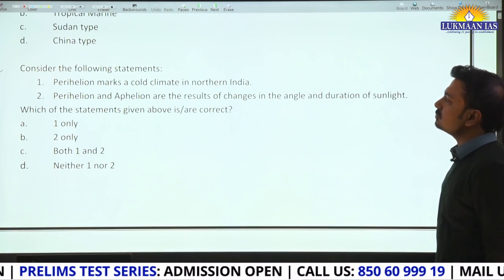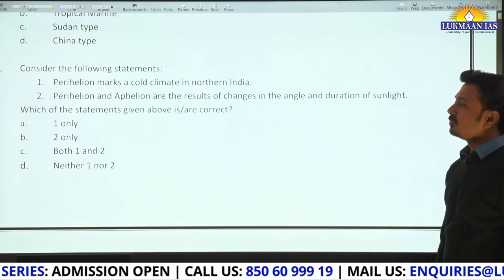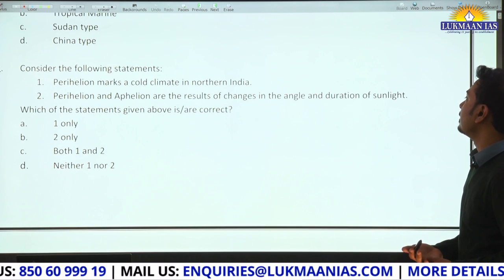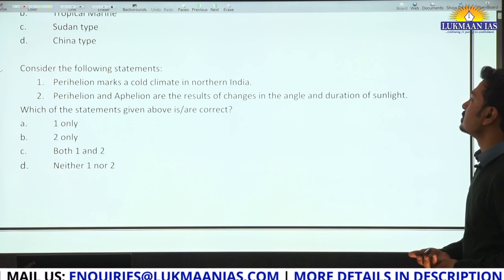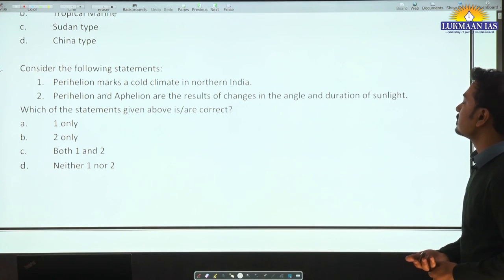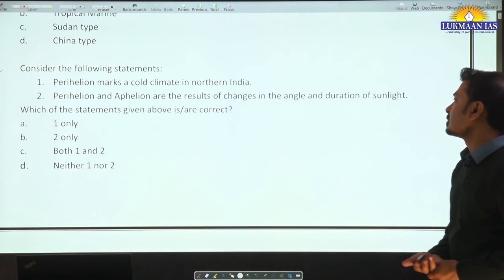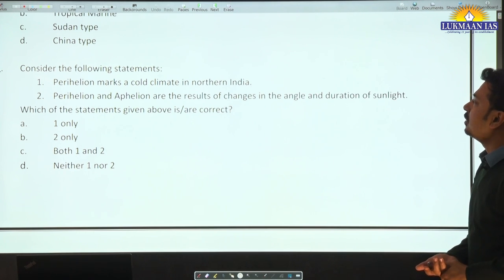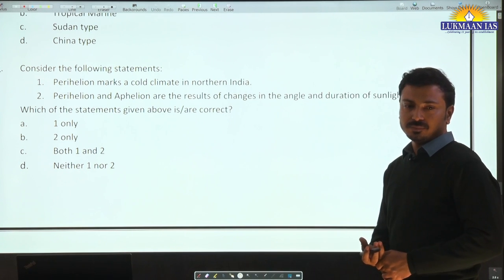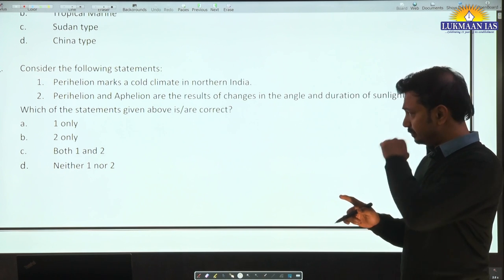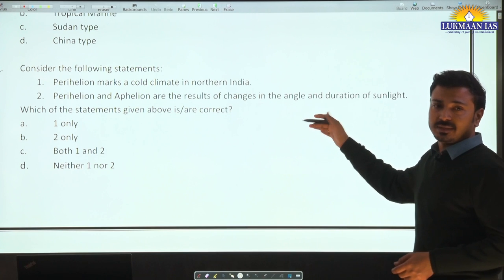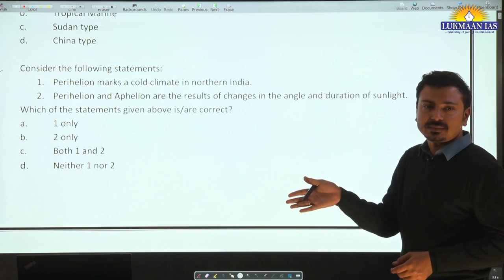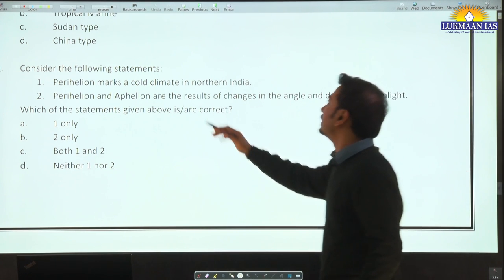Look at this. Yes, perihelion marks the cold climate in northern India. That is true. Perihelion is near. Do you remember the diagram? Perihelion and aphelion are the result of changes, but this is not the result of that. Rather, it is the result of the elliptical movement, the revolution of the earth around the sun in an elliptical path, and the tilted axis. We can say that is the reason. So it is incorrect. A should be the answer here.